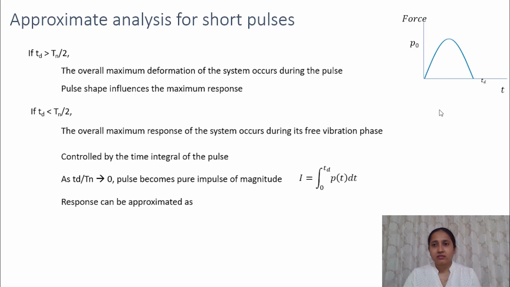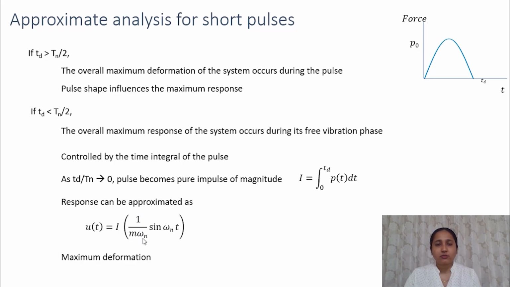And if the duration of the pulse is very short, less than Tn by 2, we can approximate this pulse excitation as an impulse with this magnitude. The magnitude of the impulse will be the area of this force. So I is the magnitude of the impulse. The response can be approximated as I times the unit impulse function.